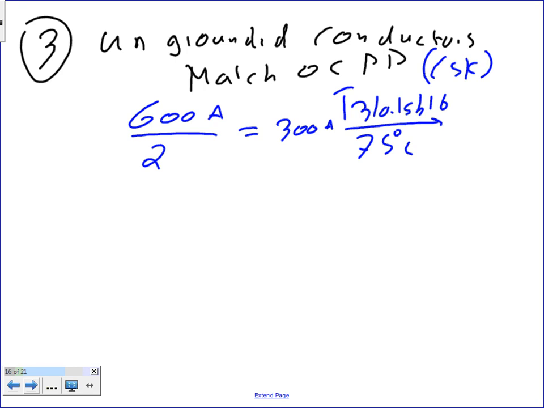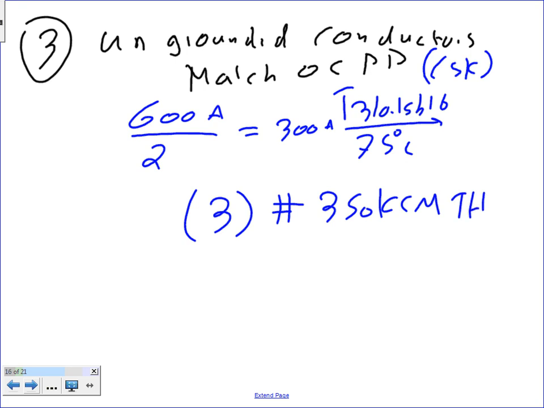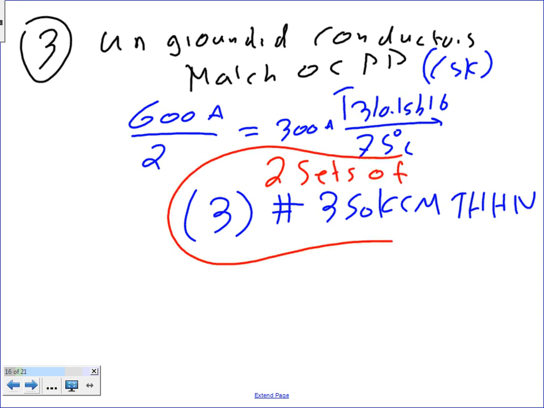That will give me 3 conductors because it's 3-phase, and the conductor size is number 350 kcm, and the insulation I'm using here is THHN. And don't forget that there are 2 sets of. So this is 2 sets of. So how many total conductors do I have? 6 of them, right? But it's always written, guys, 2 sets of.